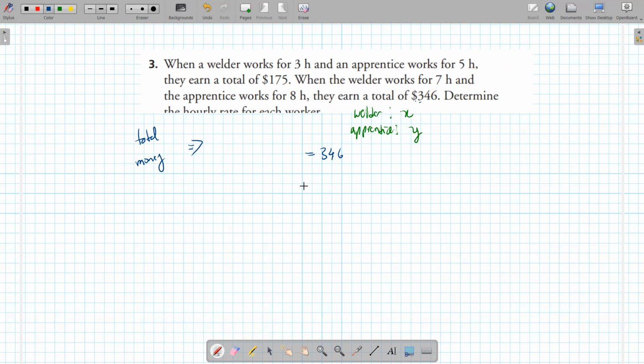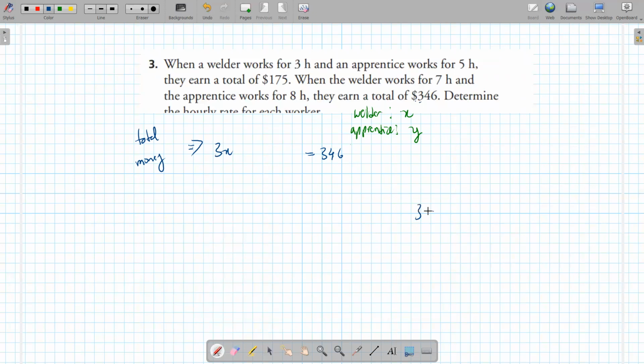Is it just x plus y? No, because x here is a rate, yeah? The rate, the unit is going to be dollars per hour, okay? Dollars per hour is a rate. This here is simply in dollars, so it's not going to be x plus y. It's going to be this. We don't know what the rate is, but this guy worked for 3 hours, so 3x. This is the total money earned by the welder over 3 hours, okay? 3 times his hourly rate.